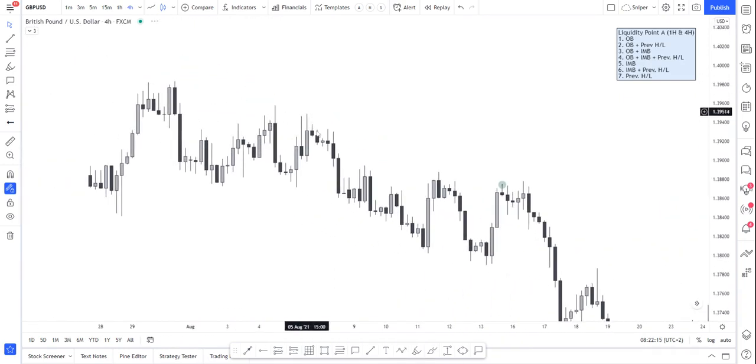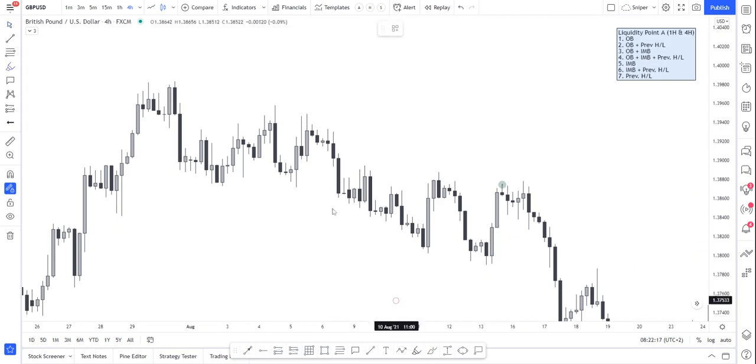We can identify another one over here. There's a high, there's a high, there's a high. They're all highs, you can see. And here we have lows, lows, lows, lows. So it's basically just structure moving towards the downside, and we identify them by the highs and the lows.